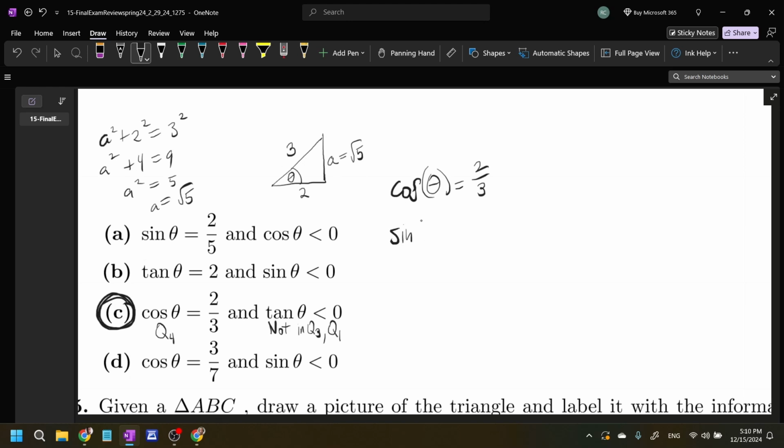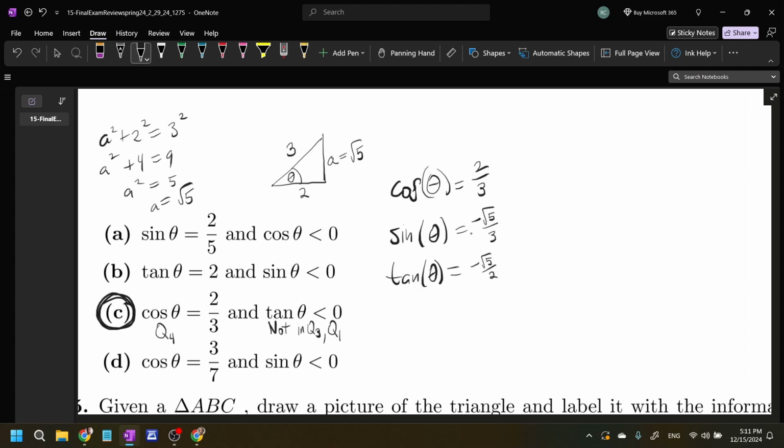So let's do sine next. Sine of theta is going to be √5/3. We don't know the sign yet. Let's just write our ratio, √5/3. And this is in quadrant 4. Sine is negative in quadrant 4, so this is negative. Tangent of theta. Tangent is opposite over adjacent, so that's √5/2. And again, they tell us right here, tangent of theta is less than 0. So that means this is also negative.